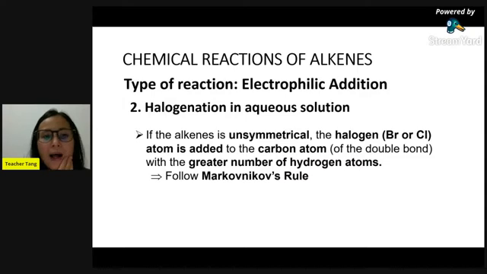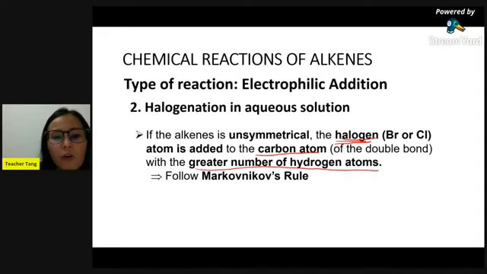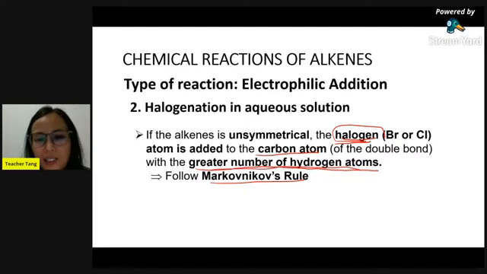How about halogenation in aqueous solution? For halogenation in aqueous solution, the halogen will go to the carbon of the carbon-carbon double bond which has the greater number of hydrogen. Follow the Markovnikov rules. So the halogen atom will go to the carbon which has more hydrogen atoms, according to Markovnikov's rules. Let me give you an example.